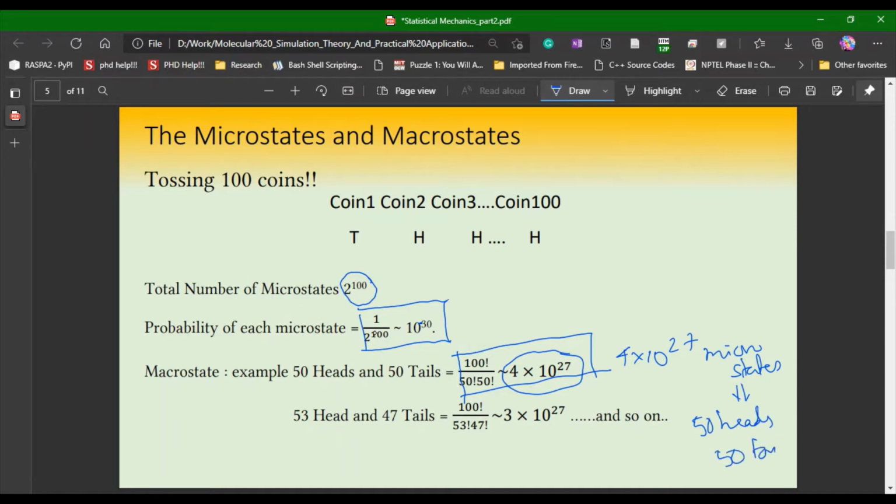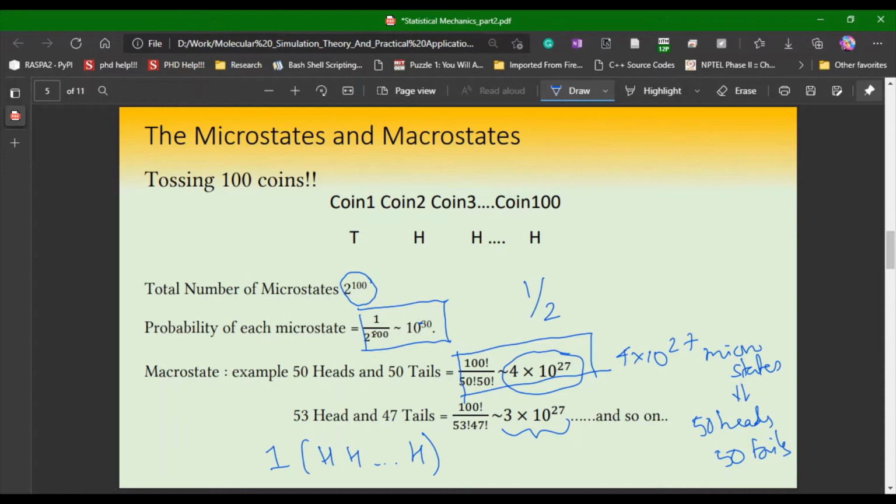Similarly, you can calculate for a different number of head and tail combinations, and here is a small example. If you want all the coins to be heads, it's only possible with one particular outcome, when all of them are heads. So the probability of this occurring is 1 by 2 raised to power 100.